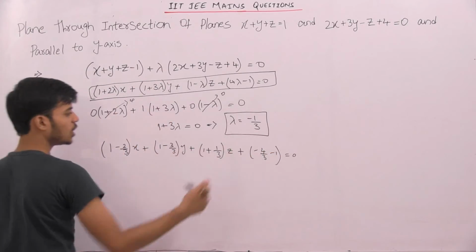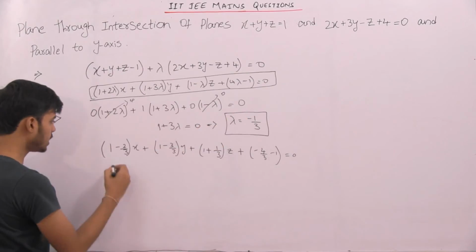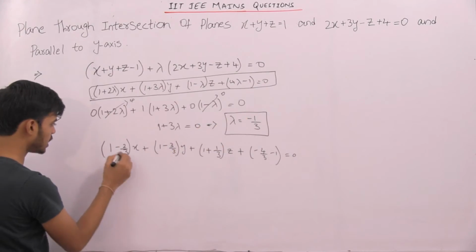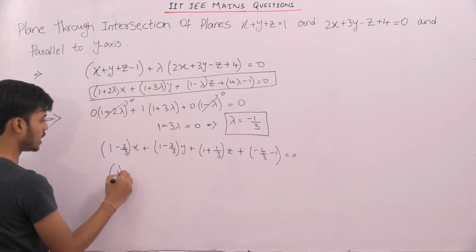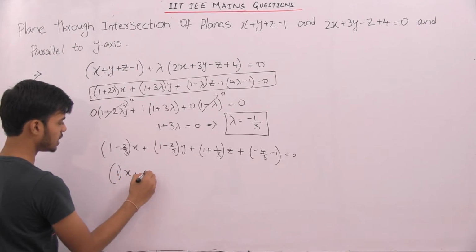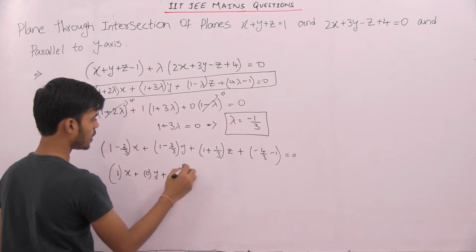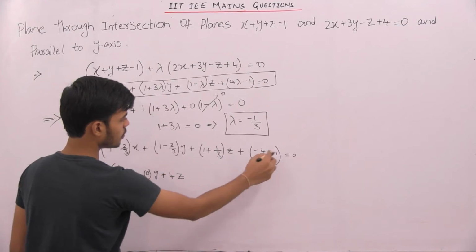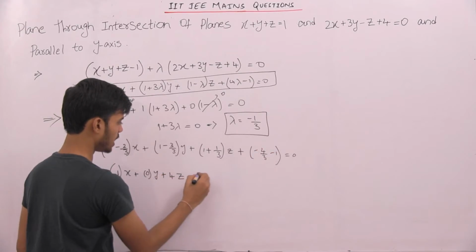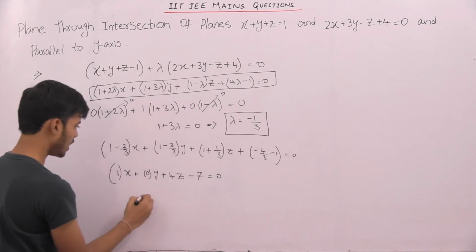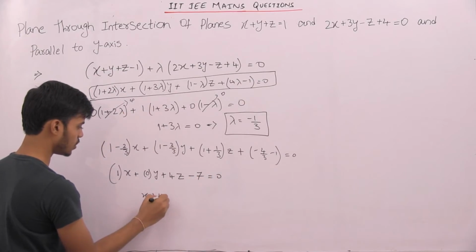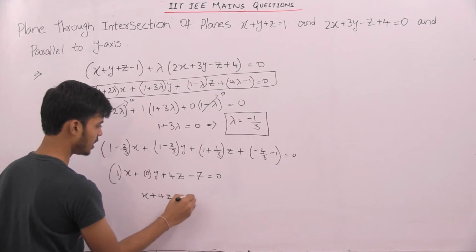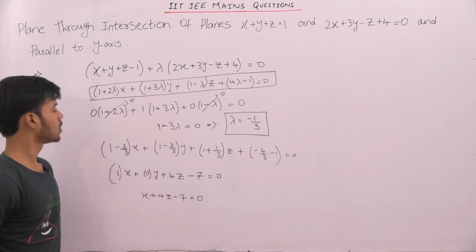So we have 3 in all the denominators. Let's omit them. Then we have to take the LCM: 3 minus 2, 1 x, plus 3 minus 3, 0 of y, plus 3 plus 1, 4z, minus 4 minus 3, minus 7 equal to 0. We have x plus 4z minus 7 is equal to 0.